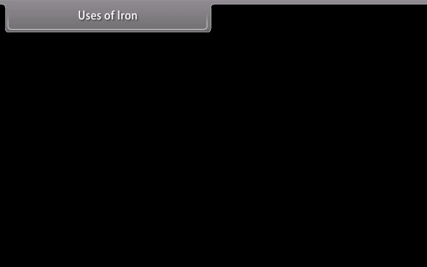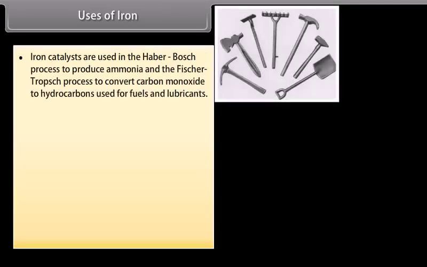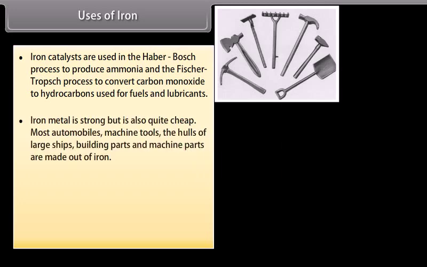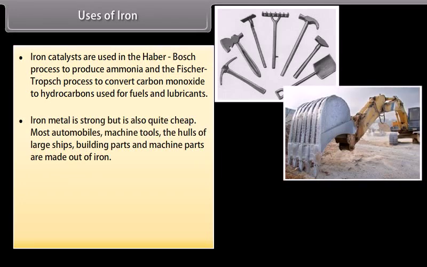Uses of iron. Iron catalysts are used in the Haber-Bosch process to produce ammonia and the Fischer-Tropsch process to convert carbon monoxide to hydrocarbons used for fuels and lubricants. Iron metal is strong but is also quite cheap. Most automobiles, machine tools, the hulls of large ships, building parts and machine parts are made out of iron.